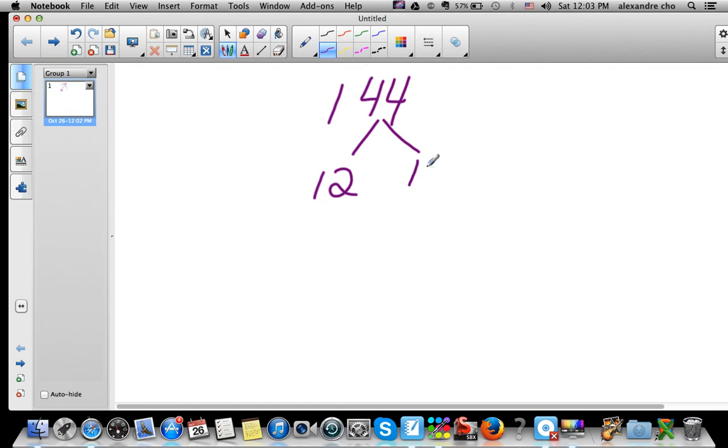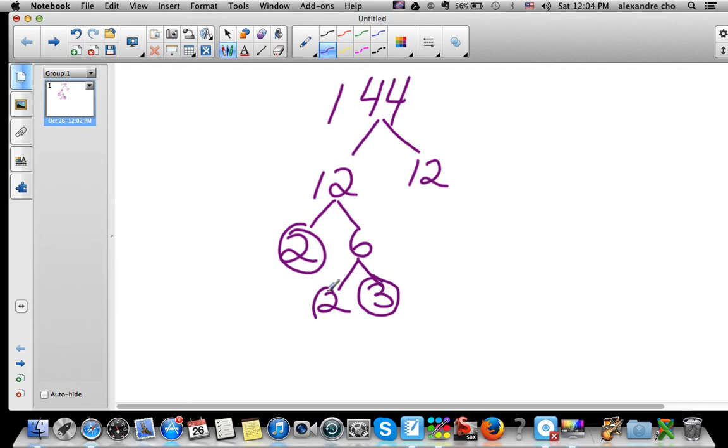You could have done 2 and 72. There's tons of choices here. So 12 and 12. Okay, that works for me. 12 can be broken up into 2 and 6. Circle the 2 because it's prime. 6 goes further into 2 and 3. And that's done. The other side will be exactly the same.